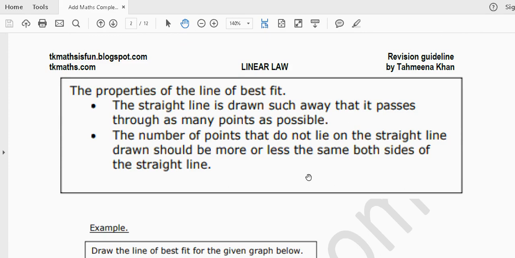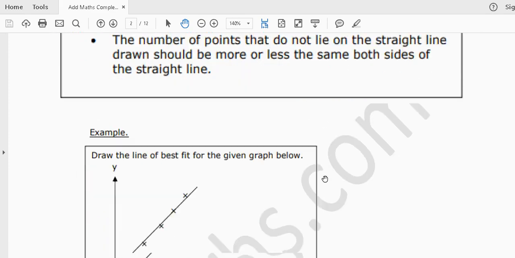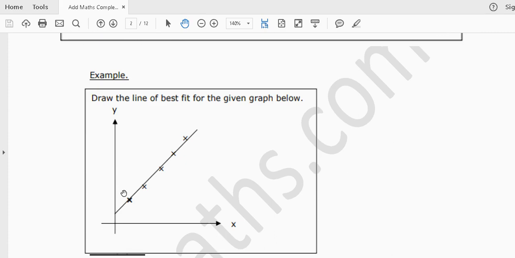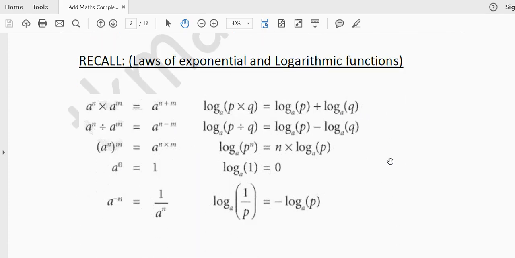So line of best fit, you know, and how to draw it. Most of the points should be on the line. And when you are applying or learning linear law chapters, you must recall all these basic laws of exponential and logarithmic functions because they are applied in certain questions.